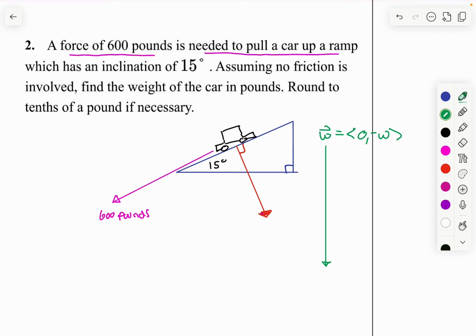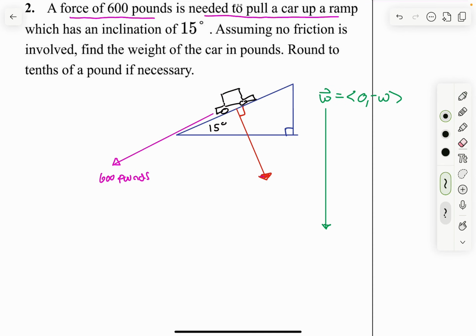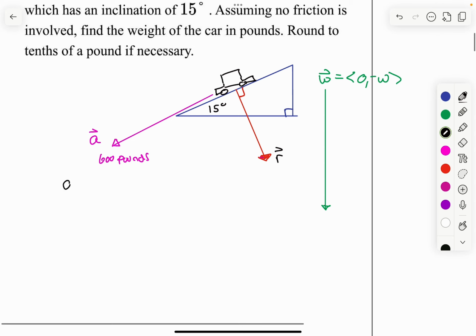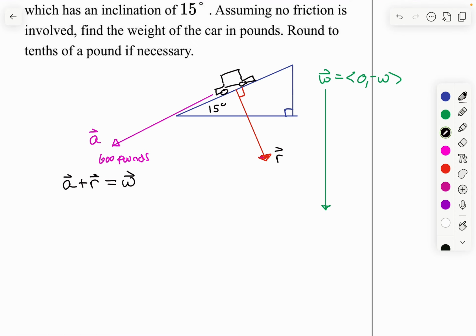So what I typically do here, unlike in a physics class, in a math class, is impose a little coordinate system that'll help me add the vectors. Let's call this here vector A, and I'll call this here vector R for the ramp. What I know is that vector A plus vector R has to add up to the weight of the car. The car's weight is being distributed into two directions, but those have to add up to vector W.